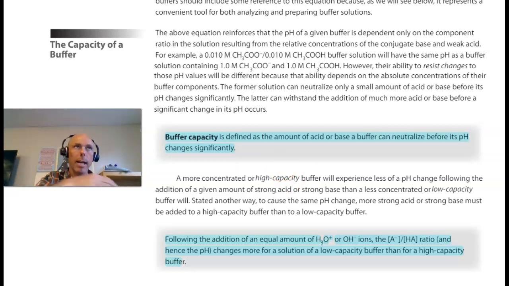The reason that higher concentration buffers have higher capacity is that when the initial concentration of weak acid or base is greater, when a strong acid or base is added, that ratio changes less. The math would prove it. The ratio changes less. And if that ratio changes less, hydronium concentration changes less, and so does pH.